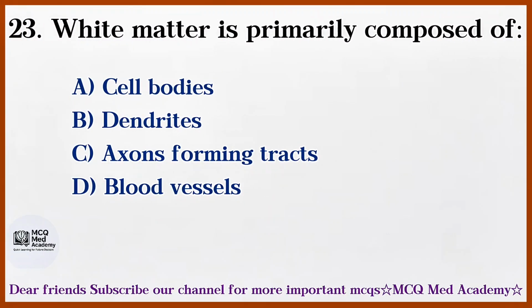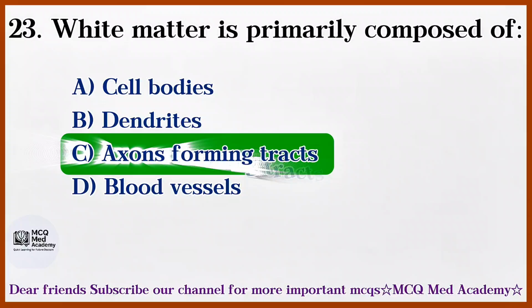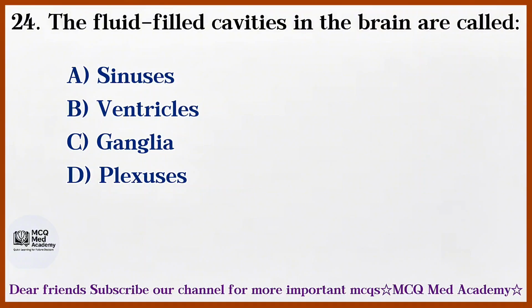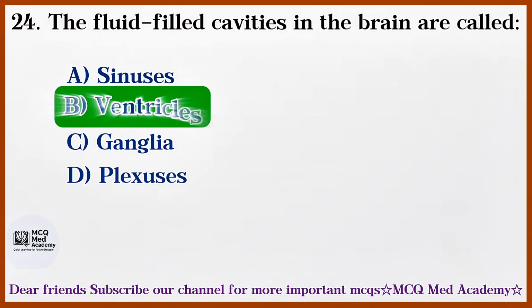23. White matter is primarily composed of: Correct answer, C. Axons forming tracts. 24. Fluid-filled cavities in the brain are called: Correct answer, B. Ventricles.